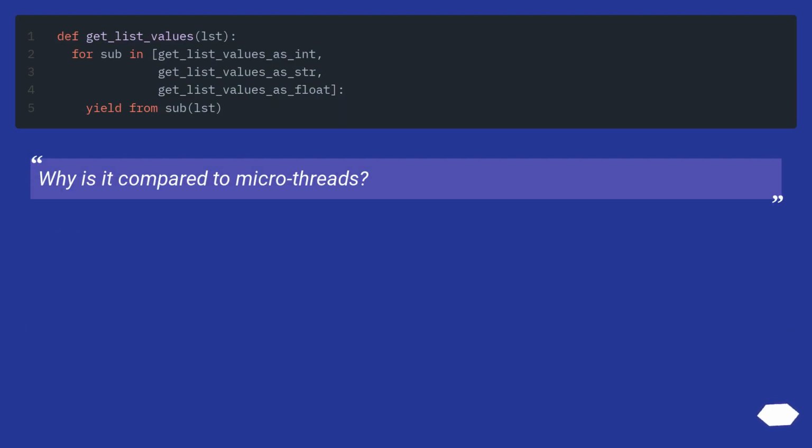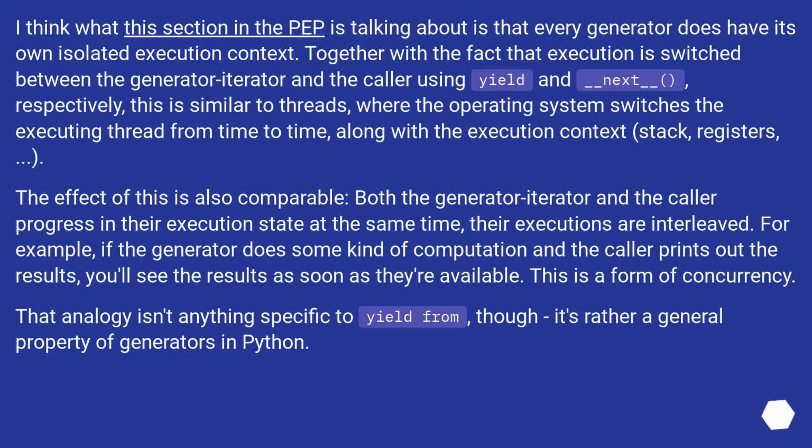Why is it compared to microthreads? I think what this section in the PEP is talking about is that every generator does have its own isolated execution context. Together with the fact that execution is switched between the generator iterator and the caller using yield and next, respectively. This is similar to threads, where the operating system switches the executing thread from time to time, along with the execution context, stack, registers. The effect of this is also comparable.